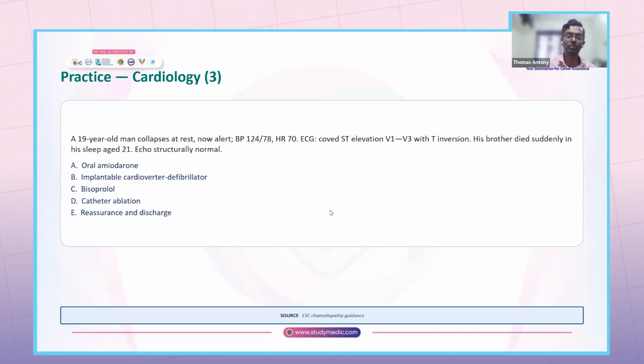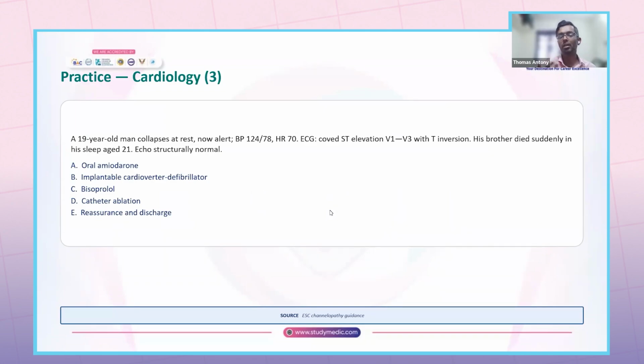Okay, so this is a question. A 19-year-old man collapses at rest. Now alert. BP is stable. Heart rate is 70. ECG shows coved ST elevation in V1 to V3 with T wave inversion. His brother died suddenly in his sleep, age 21. Echo is structurally normal.